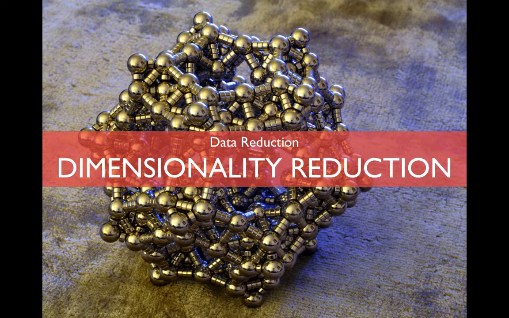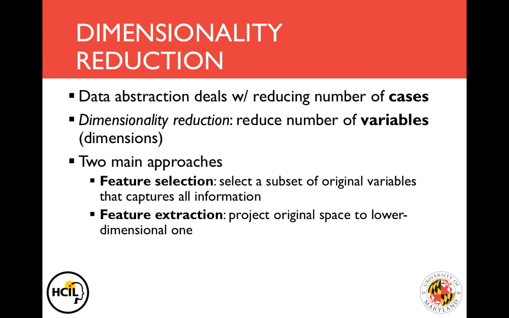Dimensionality reduction is another way of reducing your data, and this is a little bit different than the others. Instead of reducing the number of data points, the number of items that we're looking at, with dimensionality reduction we're removing features. So data abstraction deals with reducing the number of cases. That's what we've been talking about so far in all of our examples. But dimensionality reduction reduces the number of variables, that's dimensions, that's attributes essentially.